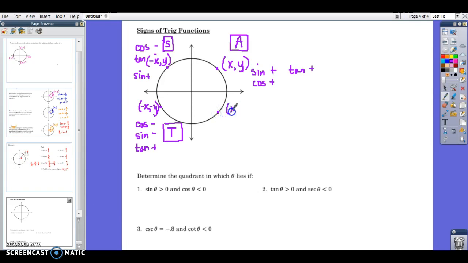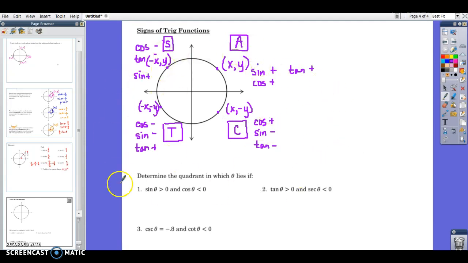In the fourth quadrant, any point in the fourth quadrant is going to have a positive x-coordinate and a negative y-coordinate. This means that cosine would be positive, sine would be negative, and because tangent is y over x, tangent would also be negative. So in the fourth quadrant, only the cosine is positive.